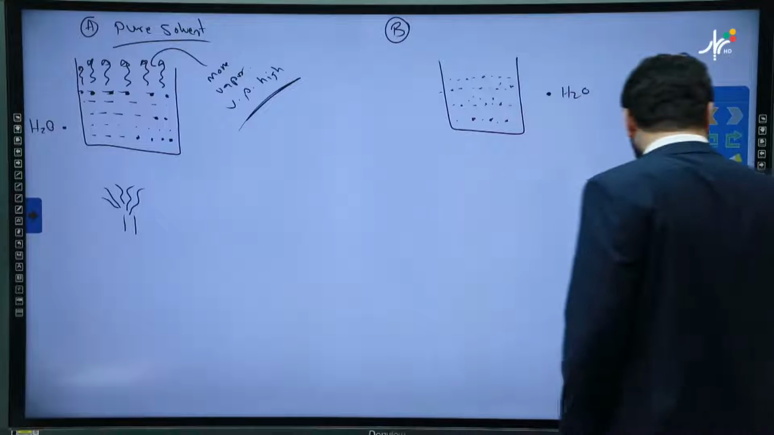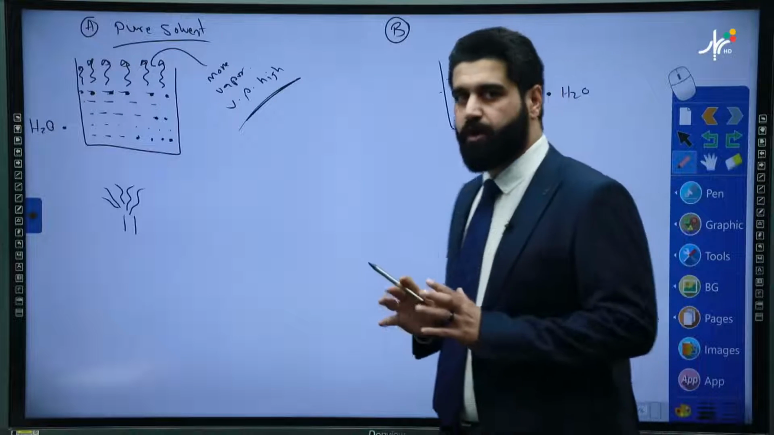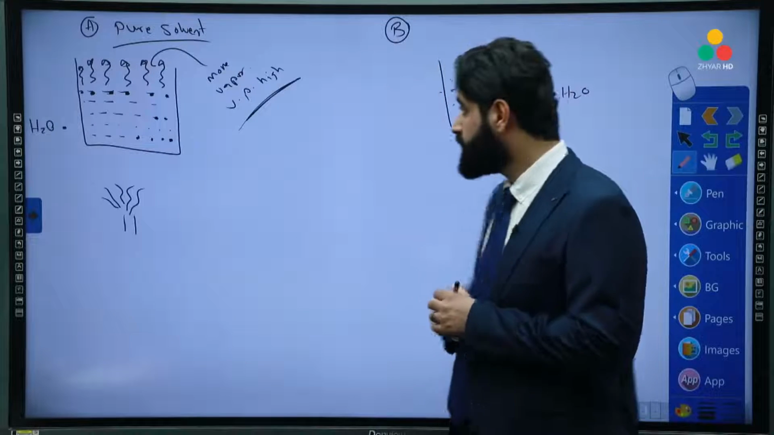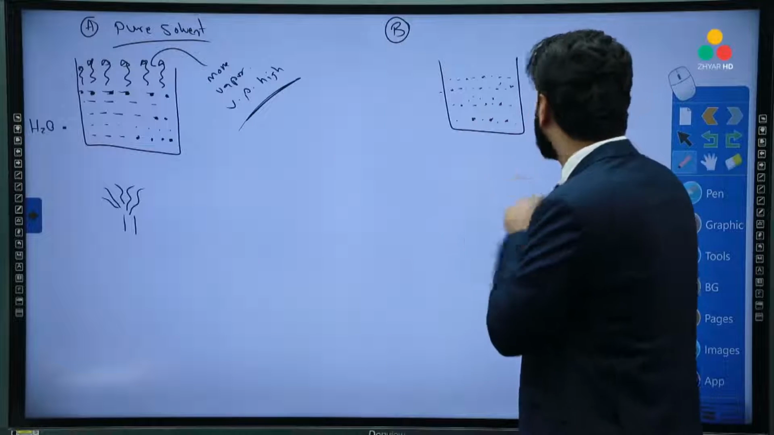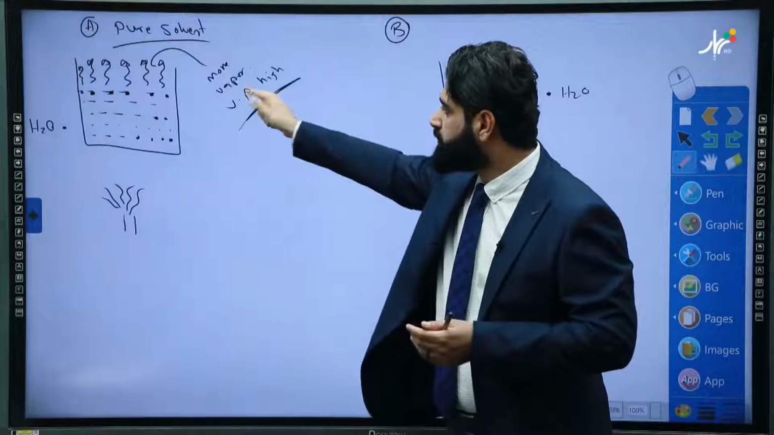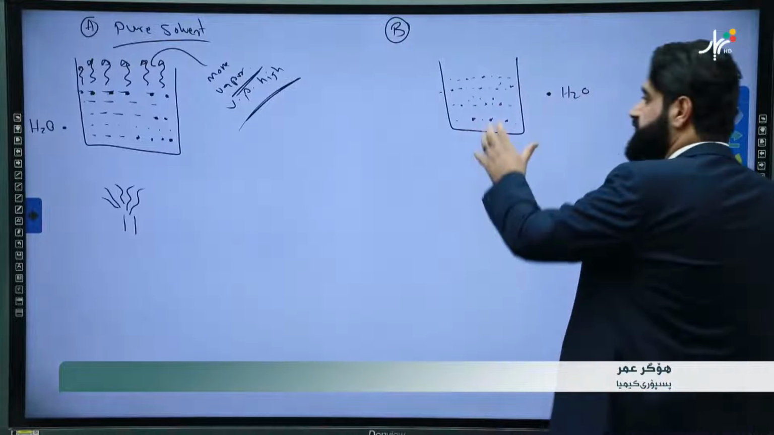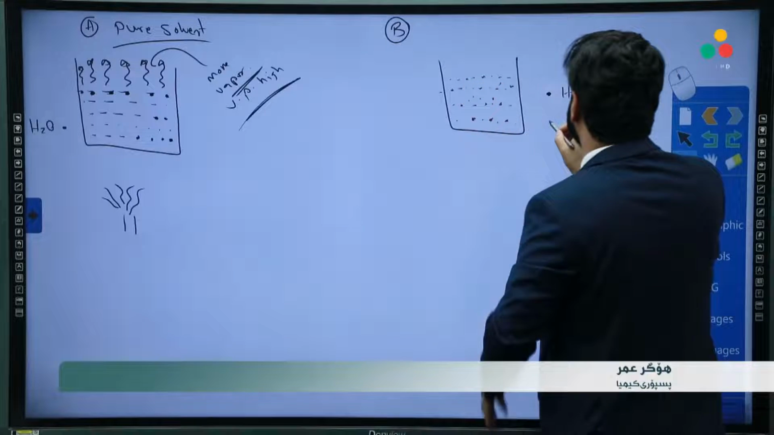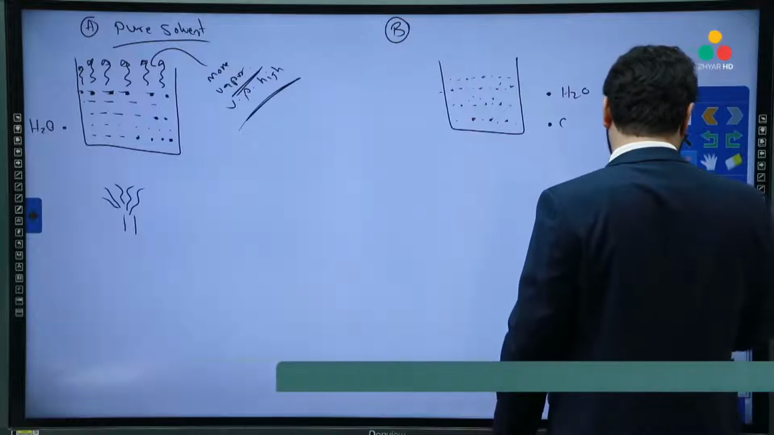Now, if I ask which one contains more water molecules? Oh mister, it's so easy, this one. So which one produces more vapor? Because this one contains more water molecules, so it produces more vapor. Why? Because here some water molecules are replaced by sugar, which is C6H12O6, for example.